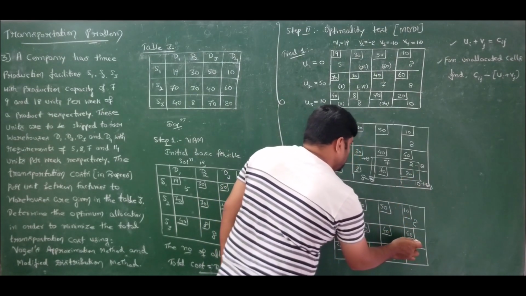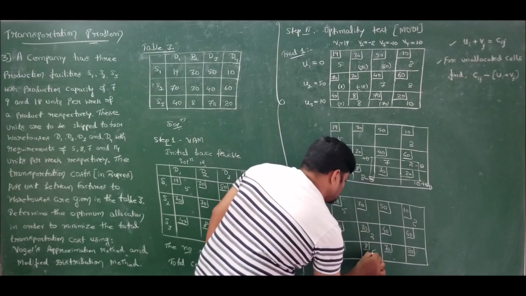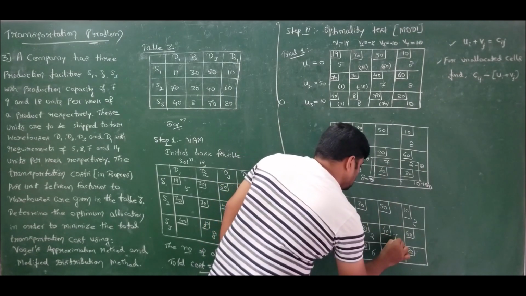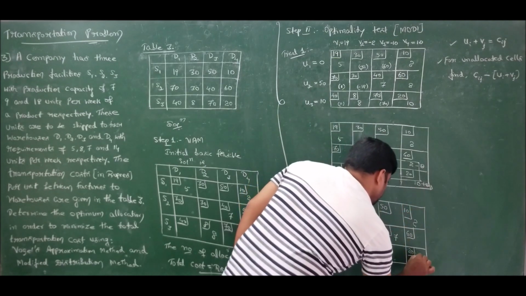So 2 minus 2 will become 0. Here I will get 2. 8 minus 2 is 6. Here I will get 7 as it is. Here I have 10 plus 2 is 12.